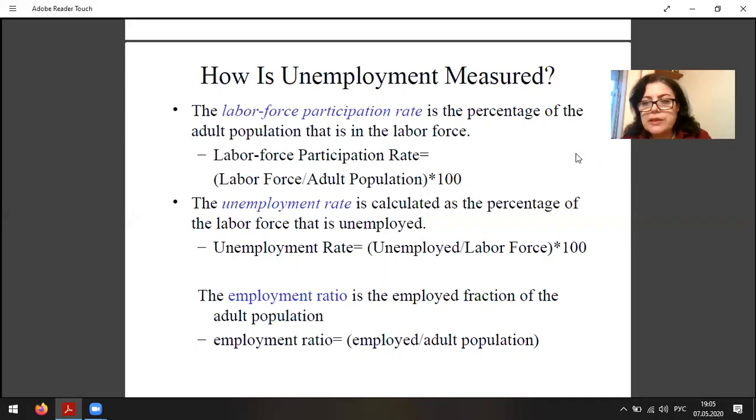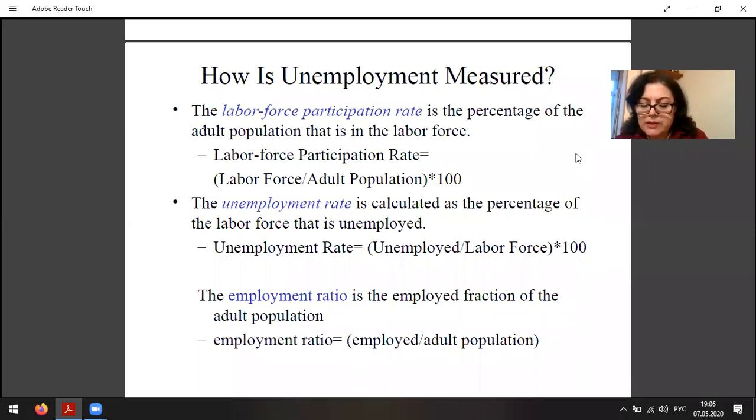And the most interesting, and I think slightly new for us, is the labor force participation rate, which shows the percentage of the adult population that is really involved in the labor force. To calculate this indicator, we have to divide the total number of the labor force in the country by the adult population and multiply by 100%.